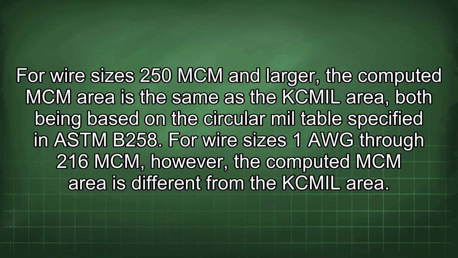For wire sizes 250 MCM and larger, the computed MCM area is the same as the Kcmil area, both being based on the circular mil table specified in ASTM B258. For wire sizes 1 AWG through 216 MCM, however, the computed MCM area is different from the Kcmil area.